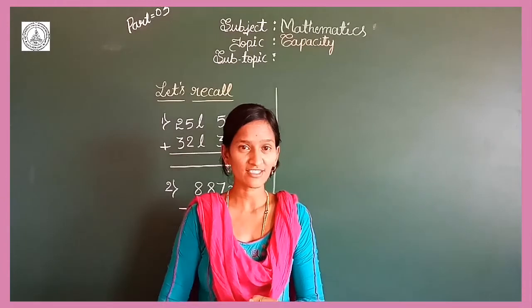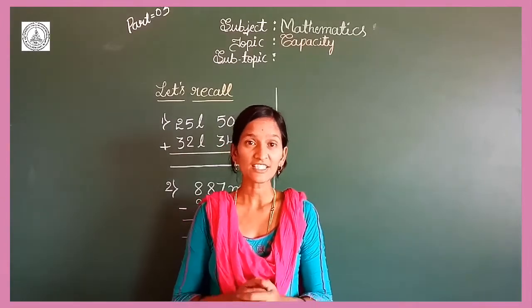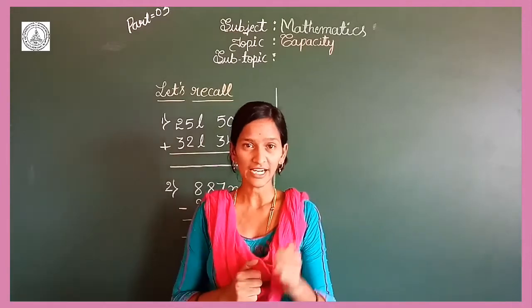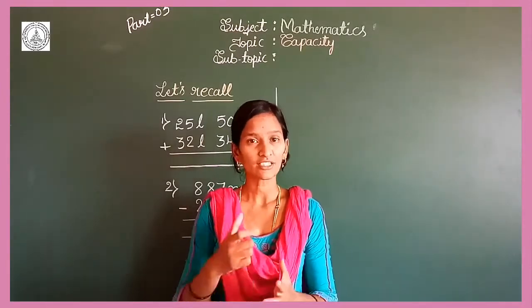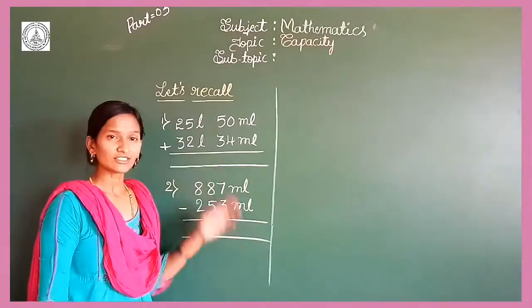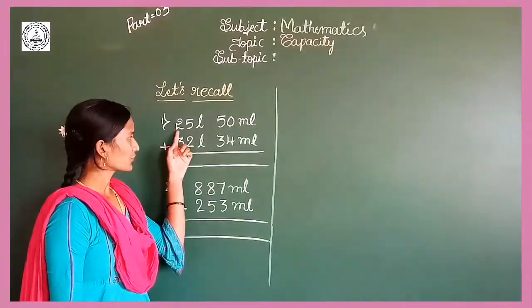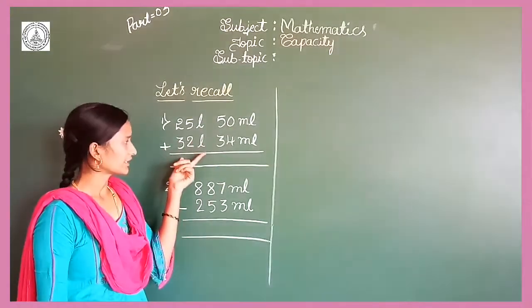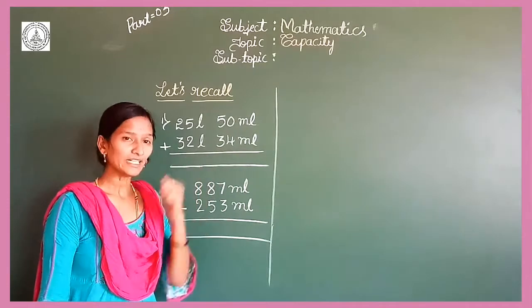Discussed in the last class? Yes, in the last class we learned how to add and how to subtract the capacity, right? Students, by using that concept you have to solve these two problems. Okay? This is the first problem. It is 25 liter 50 milliliter plus 32 liter 34 milliliter.